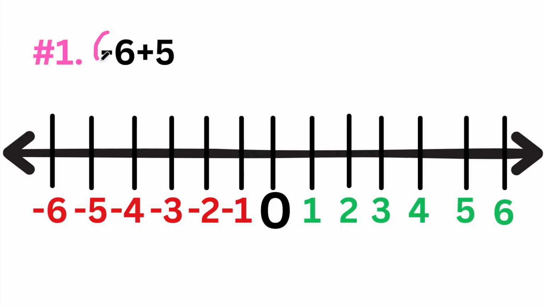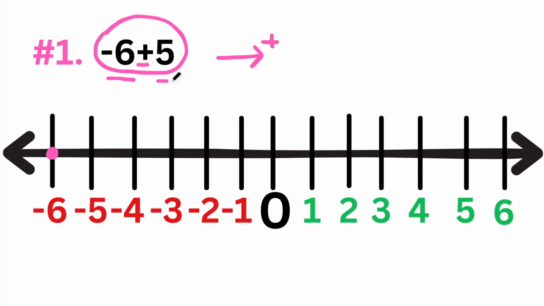So for number 1, we have -6 plus 5. So we are starting in this problem with -6. I underline that, and I look at my number line, and I go to find where my -6 is. So now that we know where we're starting on the number line, we have to see what sort of operation we're doing in this mathematical problem.